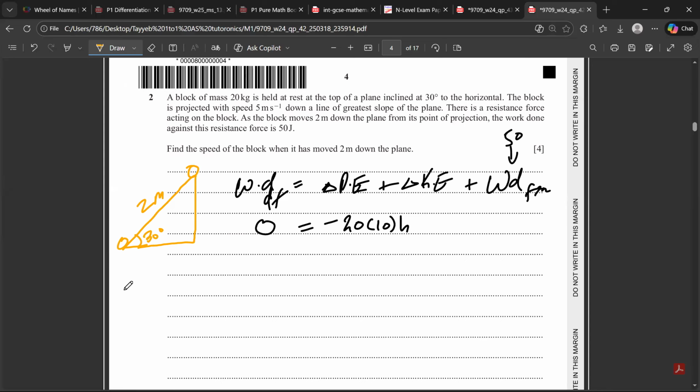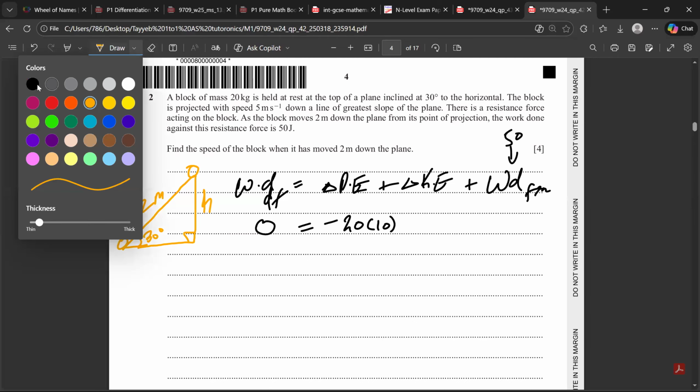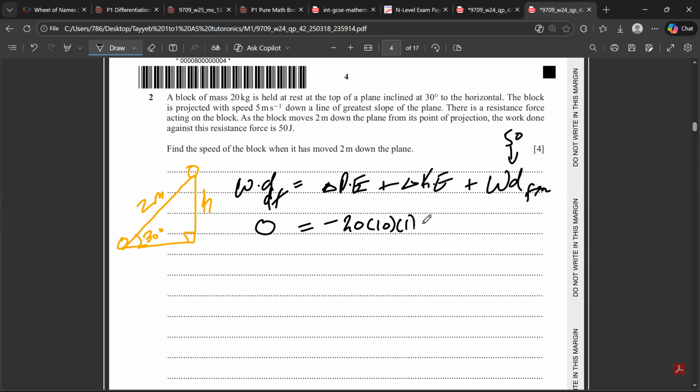Okay, this is the hypotenuse. It's a right angle triangle. So this is the height. Can you find the height using trigonometric ratios? 2 sine 30, which will be 1. So we found the height also. Height is 1. Keep the kinetic energy, delta KE, like that for a while.